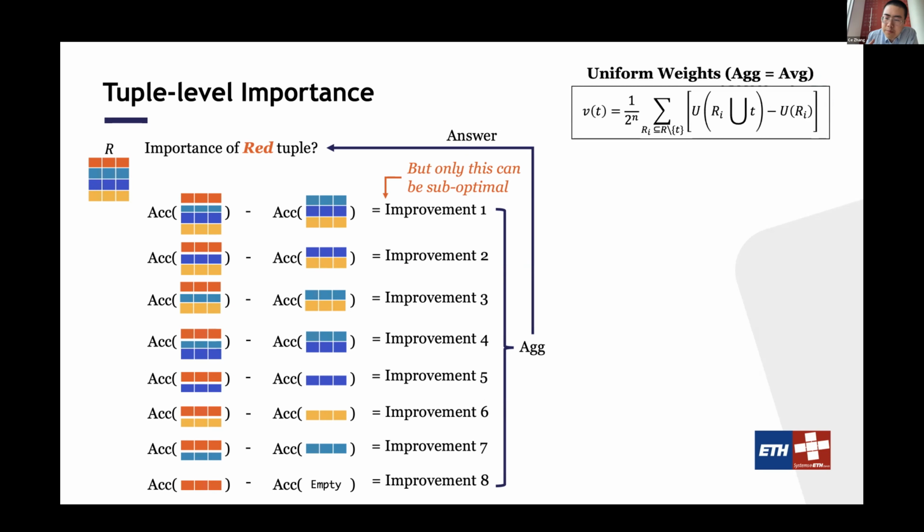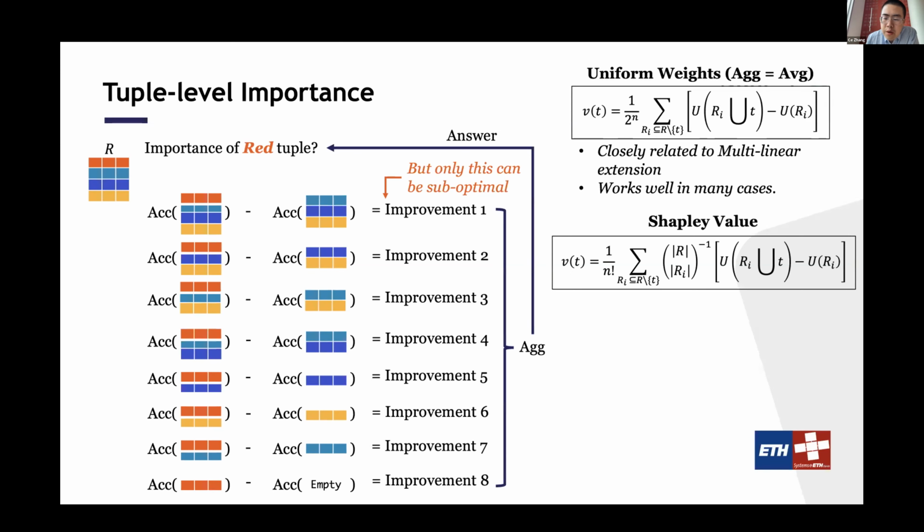So if you aggregate them by having this uniform weight for each of the possible worlds, you get something that is really closely related to the multilinear extension. People have shown that in combinatorial optimization, it actually works really well in many cases. If you aggregate them in another way, you get the Shapley value, which has a very interesting game theoretical foundation, many good properties, and works well in many cases.